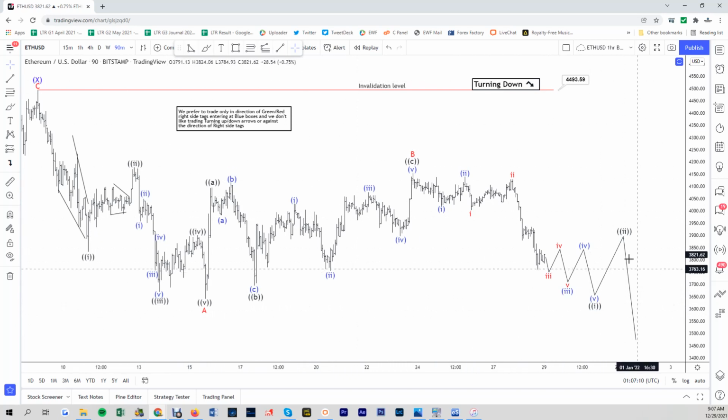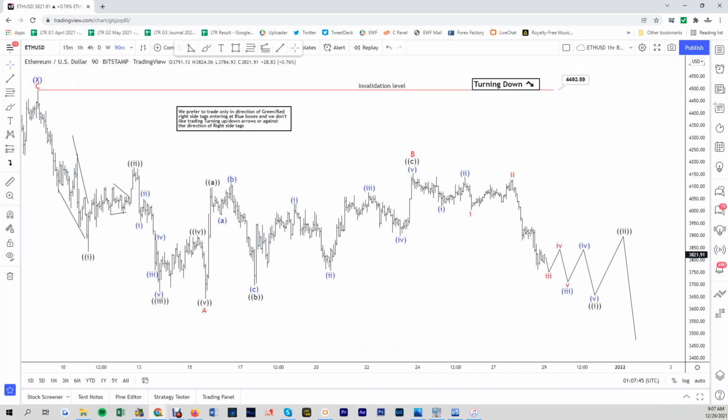And within the wave Y, it subdivides into a zigzag. We got A here as a 5 waves diagonal. We got B here as a zigzag. And now we are within C, which should be in the form of another 5 waves. We are about to end 1 of C here, then 2 of C, and then it should continue to go down. So all in all, we're expecting the downside in Ethereum, as long as we don't break above 44.93 right here.